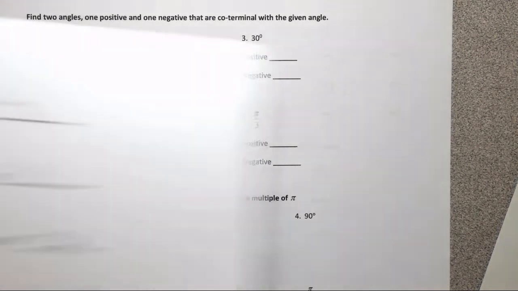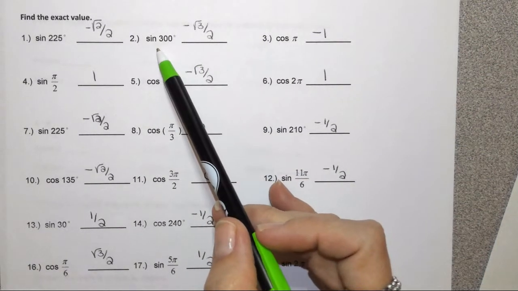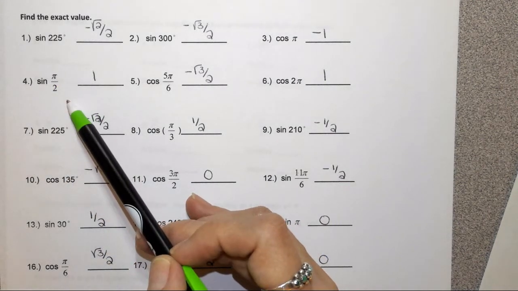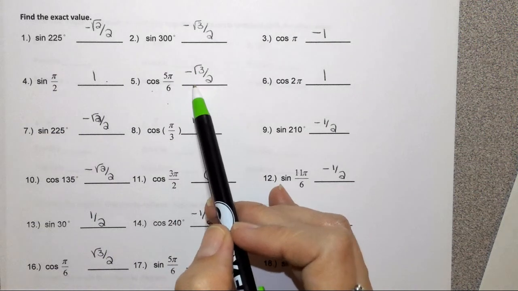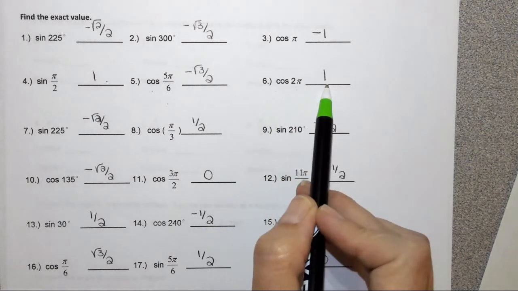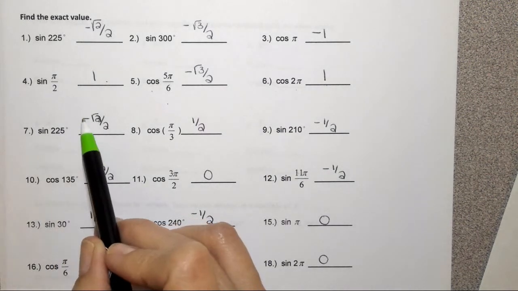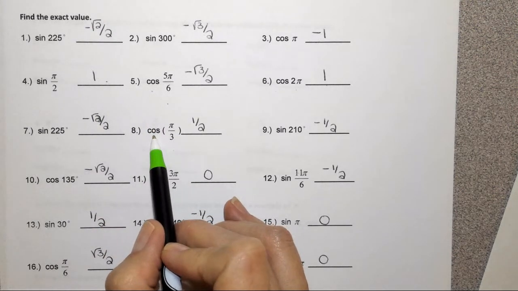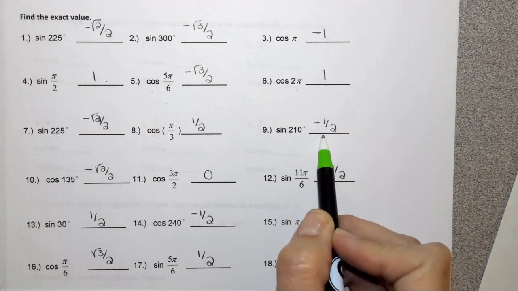Okay, so you should have done 1 through 18 by now, so let's go check the answers. So at 300 degrees, my y value is negative root 3 over 2. At pi over 2, my y value is 1. At 5 pi over 6, my cosine value is negative root 3 over 2. At cosine of 2 pi, the x value is equal to 1. At 225 degrees, my y value is equal to negative root 2 over 2. I accidentally repeated right here. At pi over 3, my x value is equal to 1/2. At 210 degrees, my y value is equal to negative 1/2.